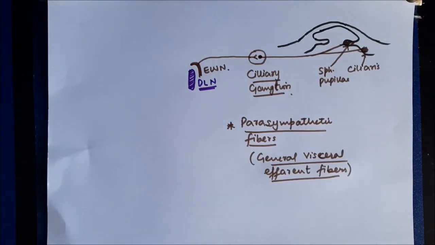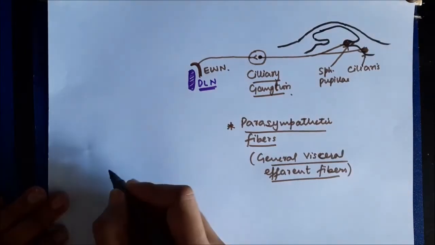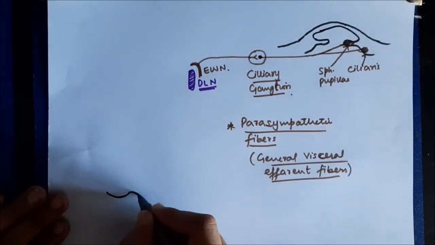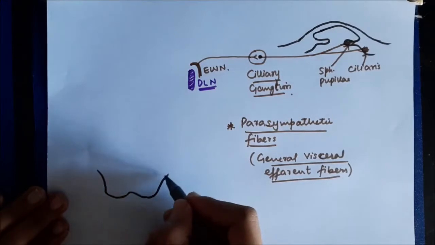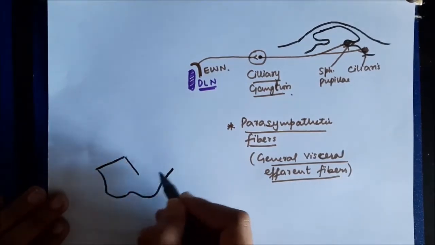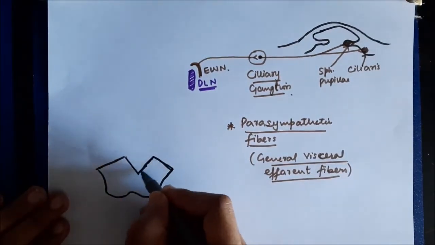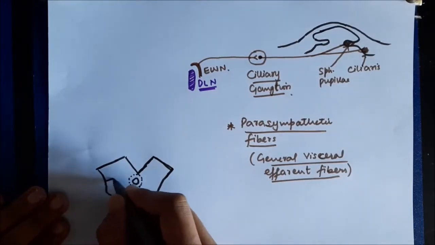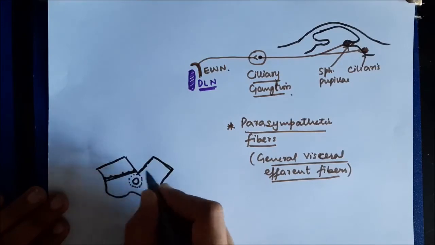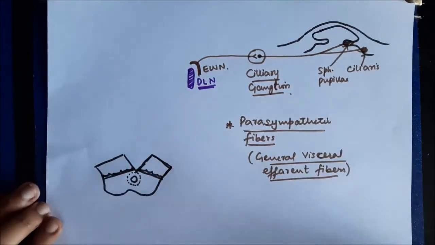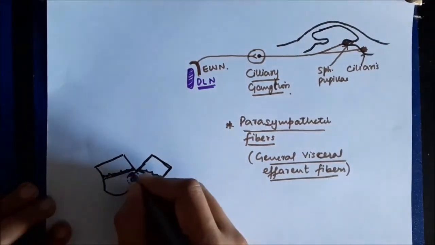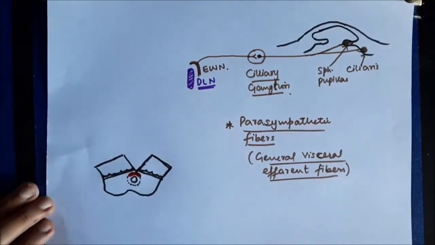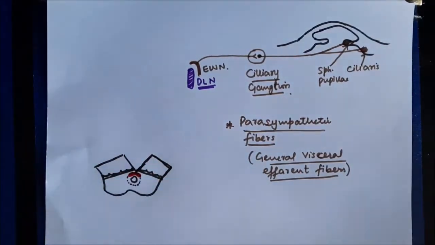Now let us discuss the course of the oculomotor nerve. If we start right from the origin of the oculomotor nerve from the brainstem, this is the section of midbrain at the level of superior colliculus. This is the periaqueductal gray, and here is the crest cerebri. In the ventral aspect of the periaqueductal gray, there is the oculomotor complex from which the oculomotor nerve arises.